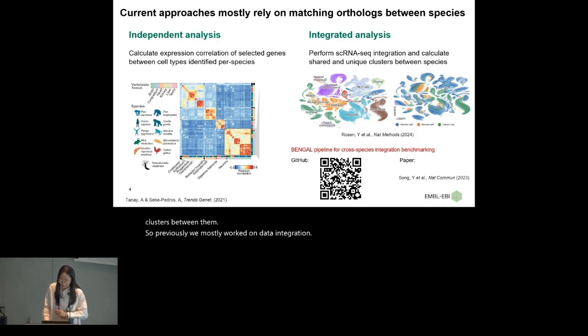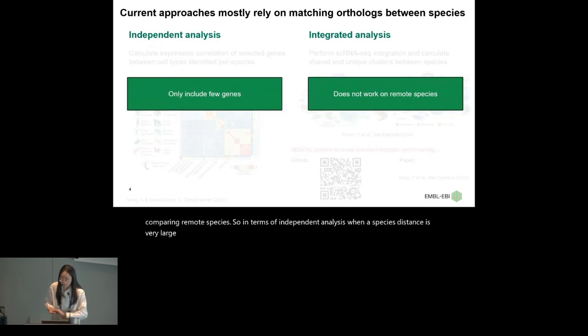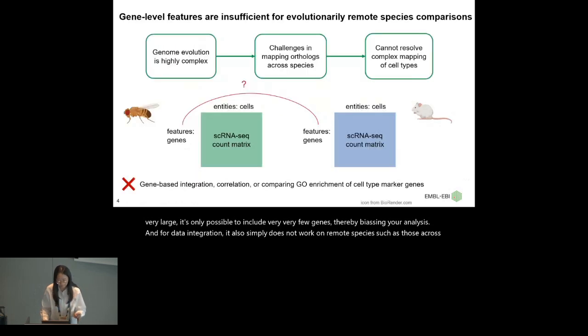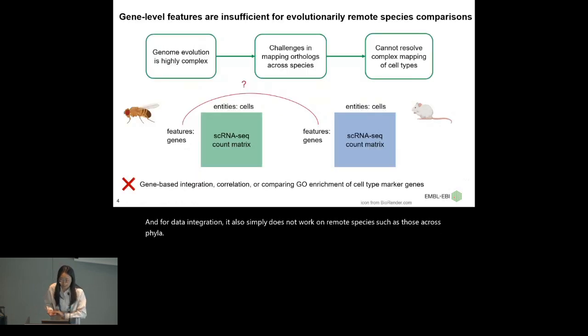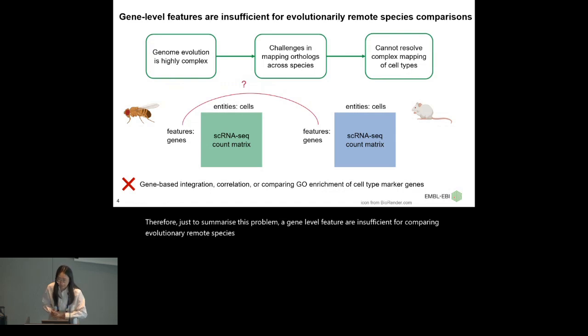However, we quickly found out that both of these methods have big challenges for comparing remote species. In an independent analysis, when the species distance is very large, it's only possible to include very few genes, thereby biasing your analysis. And data integration simply does not work on remote species, such as those across phyla. Therefore, to summarize, gene-level features are insufficient for comparing evolutionarily remote species using single-cell RNA-seq data.